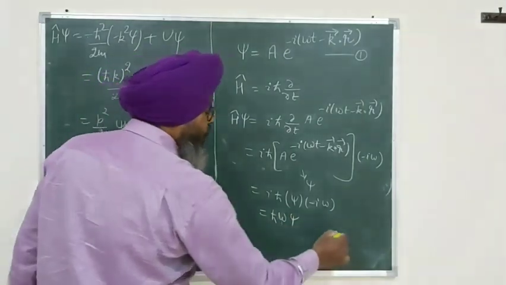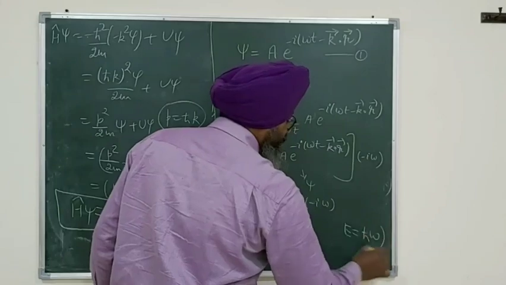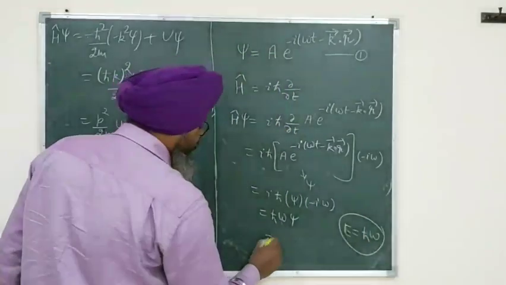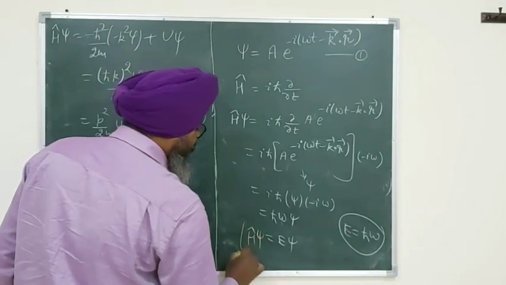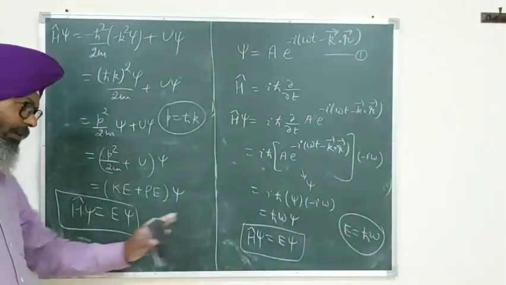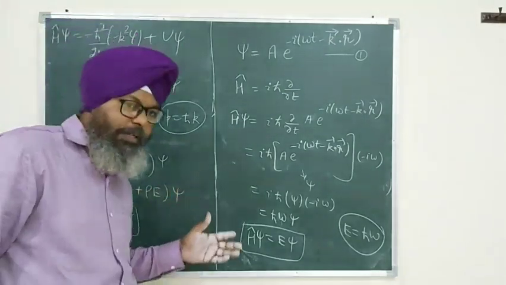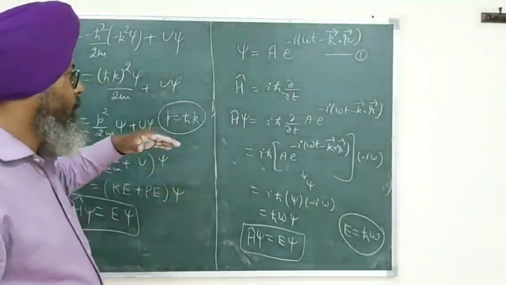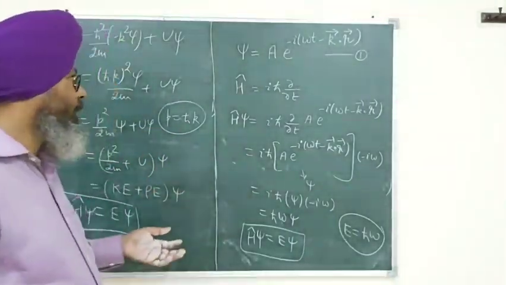So h cross omega, we know that this is the second Einstein de Broglie relation. H cross omega is equal to E, the total energy of the particle. So h cap psi is equal to E psi. Both times I am getting the same eigenvalue equation. So I can find the total energy of the particle either by using the time independent or by using the time dependent form of the Hamiltonian.